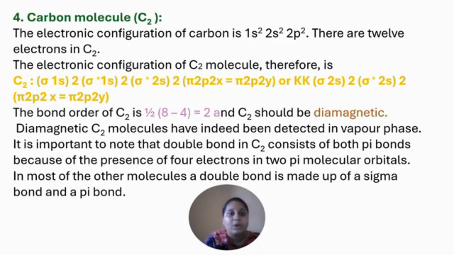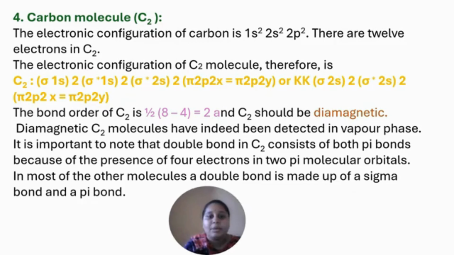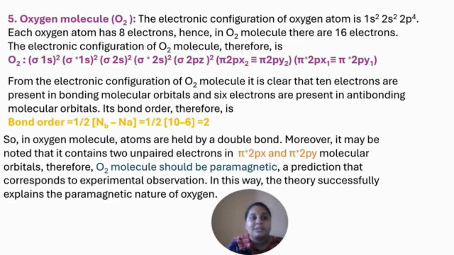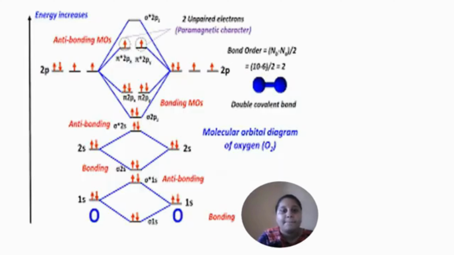So the next is carbon molecule. The electronic configuration is given below. So the bond order is 2 and the carbon molecule is diamagnetic. So the double bond in carbon consists of both pi bonds because of the 4 electrons which are present in 2 pi molecular orbitals, and a double bond is otherwise made up of a sigma bond and a pi bond. So this is in case of oxygen molecule, with 1s, 2s, 2p, 2 electrons, sigma 1s, sigma star. In the same way, the electrons are occupied.